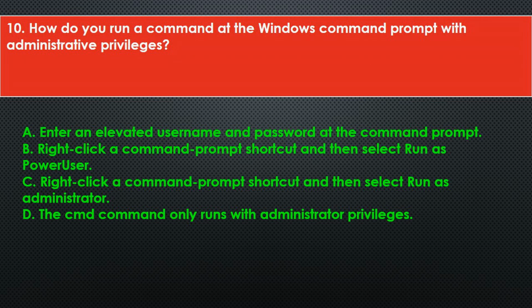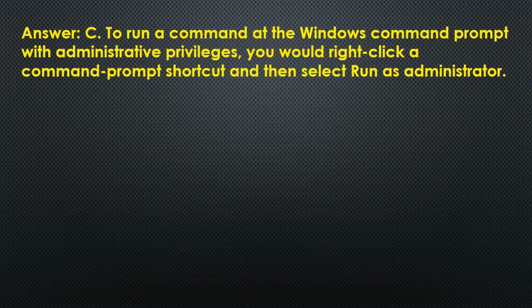10. How do you run a command at the Windows command prompt with administrative privileges? A. Enter an elevated username and password at the command prompt. B. Right-click a command prompt shortcut and then select Run as Poweruser. C. Right-click a command prompt shortcut and then select Run as Administrator. D. The CMD command only runs with administrator privileges. Answer: C. To run a command with administrative privileges, you would right-click a command prompt shortcut and then select Run as Administrator.